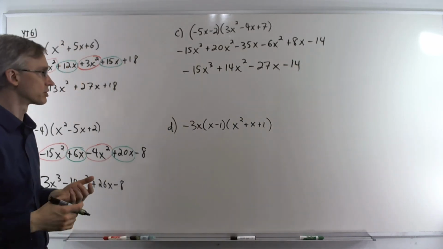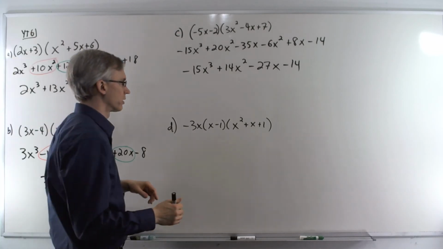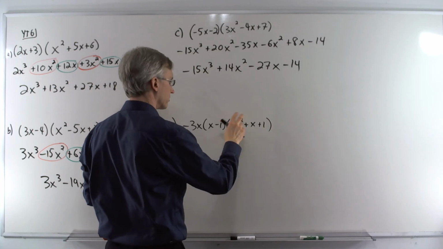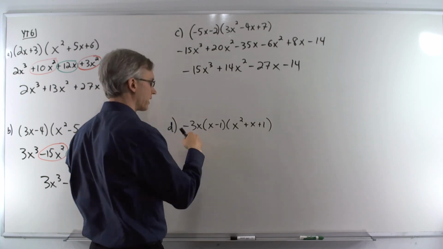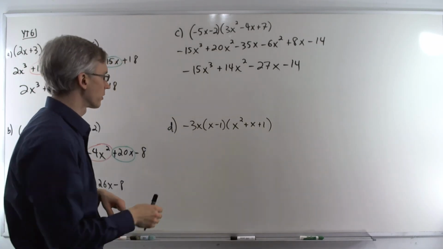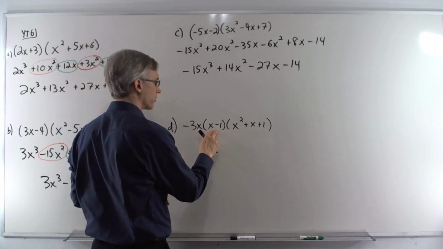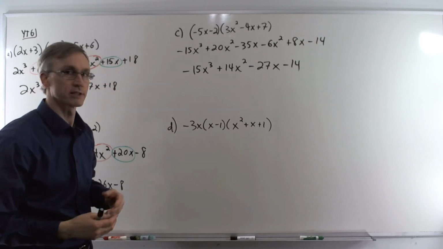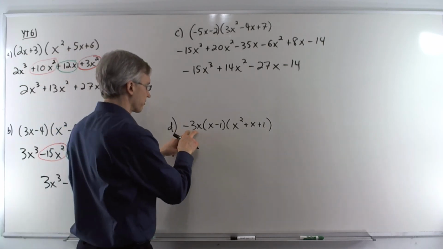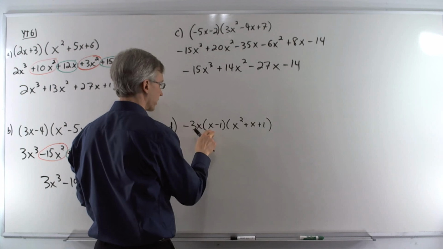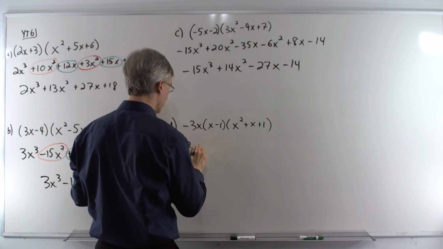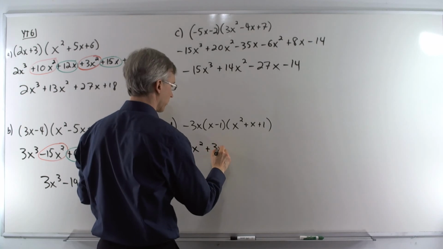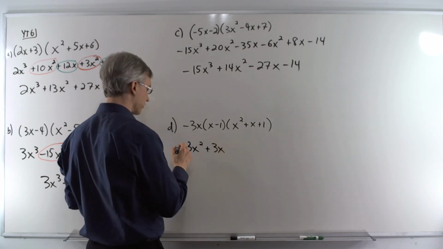Now with part D, there's two different ways we can do it. We can either multiply this binomial times this trinomial, get some result, and then distribute in negative 3x. Or we can distribute the negative 3x into this binomial first, and then do this multiplication. I'm going to do it the second way. I'm distributing negative 3x into here first. Negative 3x times x is negative 3x squared. Negative 3x times negative 1 is positive 3x.